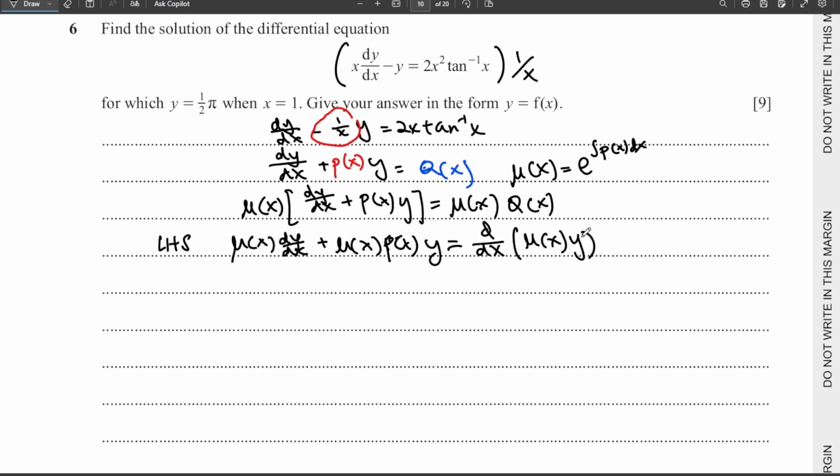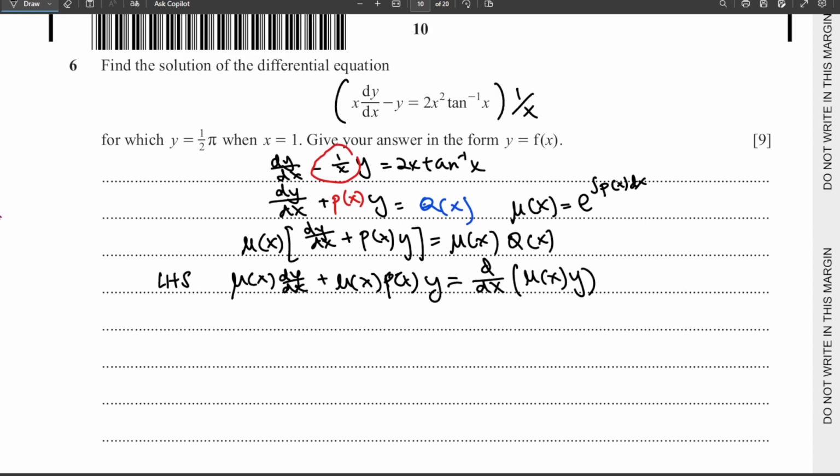So you can try and prove it yourself. If you expand this, given what we already set mu x, the integrating factor, to be e to the power of the integral of p of x, when you differentiate using the product rule, you should be able to get this expression. So we know that the left hand side reduces to the derivative of mu x multiplied by y, and the right hand side remains as is. So the right hand side we can integrate, and the left hand side we can integrate. Then therefore, let's continue to solve this.